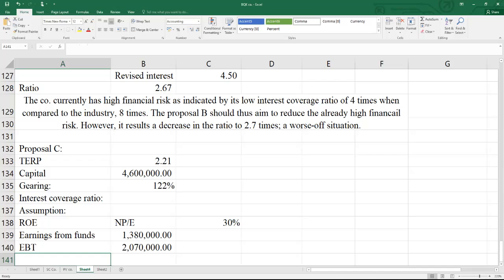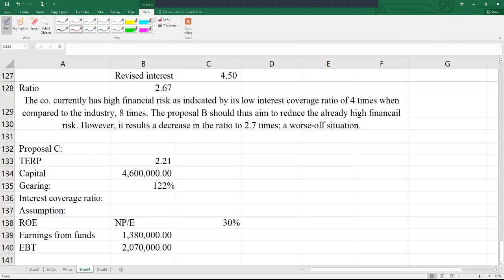So how did you get earnings from the funds? The earning from the funds was simply equal to 30%. How much did you invest? 4.6 million. The return you're making is 30%. How much have you invested? 4.6 million. How much therefore do you earn? 1.38 million. Clear? Okay, therefore the earning before tax from this investment will go to 2070.